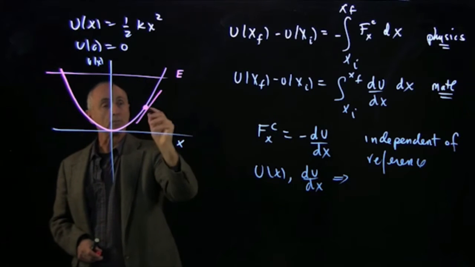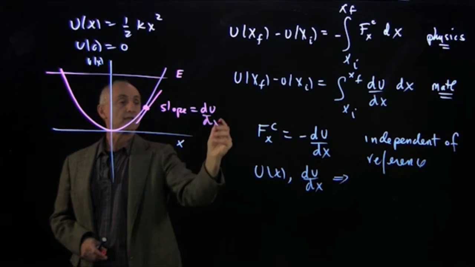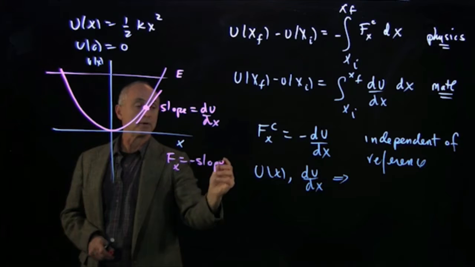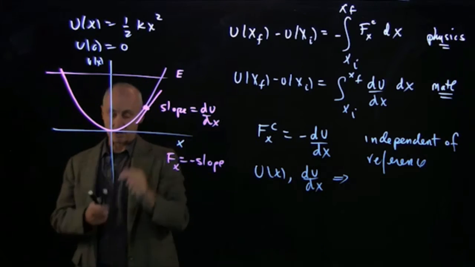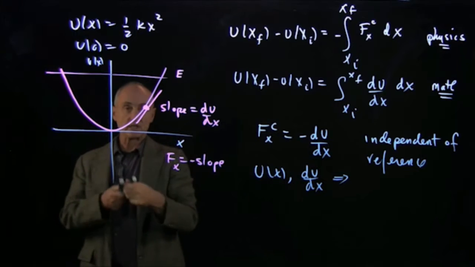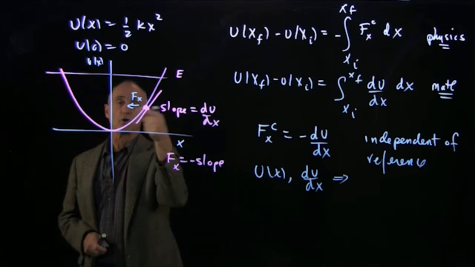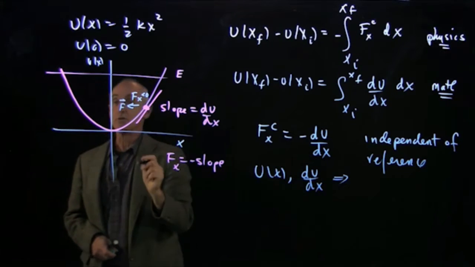Then the slope at this point is equal to dU/dx, and the force is minus that slope. So here you can see that the slope is positive, so the force is negative. So I can write F x like that. Here F x is negative, so our actual force is pointing inward.